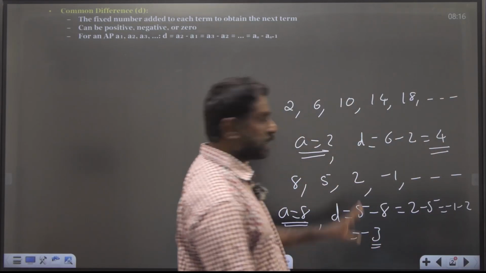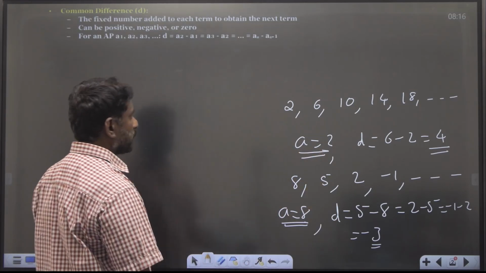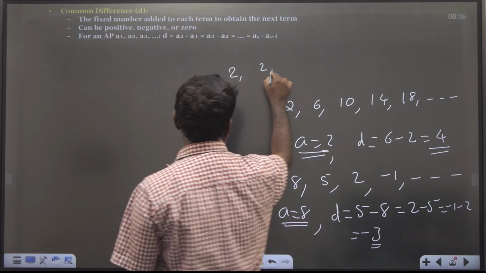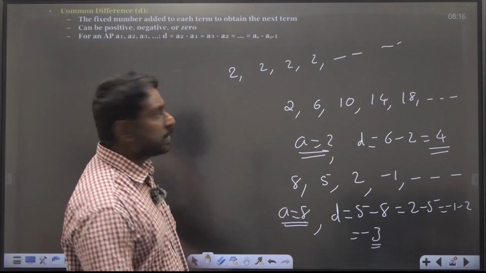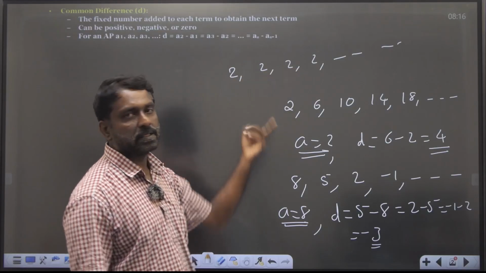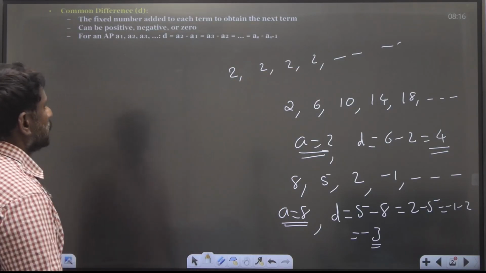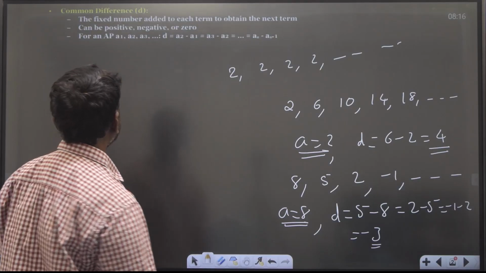So the common difference can be negative, it can be positive, and it can be 0 also. For example, 2, 2, 2, 2, etc. It is an arithmetic sequence, but the common difference is 2 minus 2, that is 0. d is 0. Okay, so it can be positive, negative, or 0.